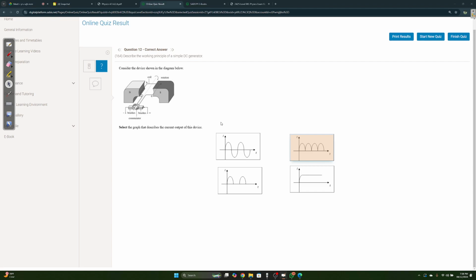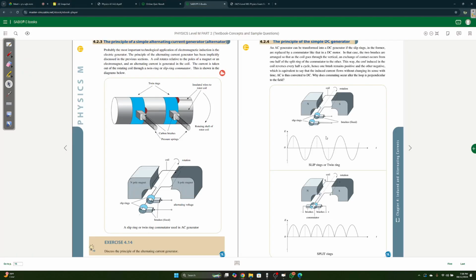Question 12. Consider the device shown. Select the graph that represents the output of this device. Over here, you have, again, a generator. We need to know, is it AC or DC? It's always going to be DC because it's the split ring commutator. Okay, and the split ring commutator, remember, it doesn't go down. It's always DC, so it's a direct current. Okay, it has this fixed Imax value. So it stays positive in one direction. So it stays like this. It was in the book. This is why I stressed on it over here.